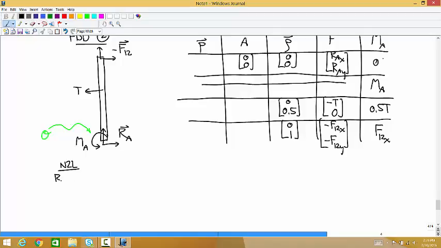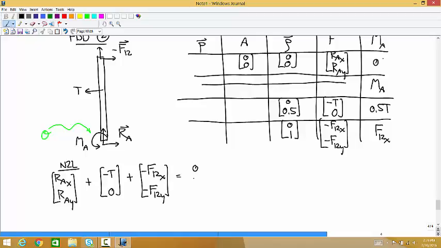So Newton's second law says RAX, RAY plus negative T, 0, plus negative F12x, negative F12y is equal to zeros. And the moment equation says MA plus 0.5T plus F12x is equal to 0.